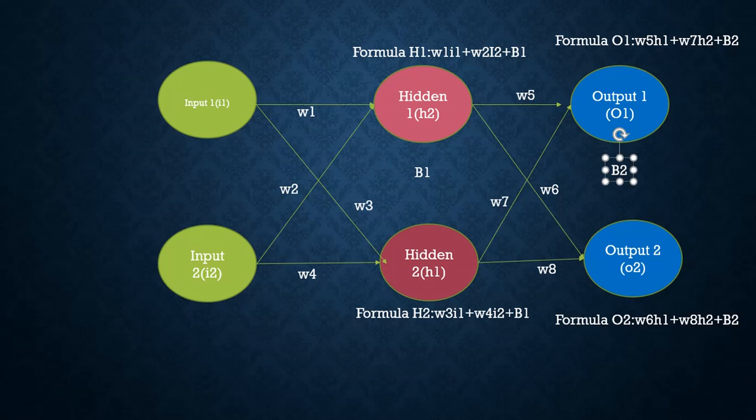Take some exercise. Just assume any value for input 1 and any value for input 2. Also, you can assume any value for weight 1, weight 2, weight 3 and weight 4. Suppose input 1 is 0.5 and input 2 is 2, and assume weight 1 is 0.1 and weight 2 is 0.3. Take any random arbitrary value, and B1 also you can take as any constant value. Just calculate by yourself the output 1 and output 2. This is how this neural network will work.